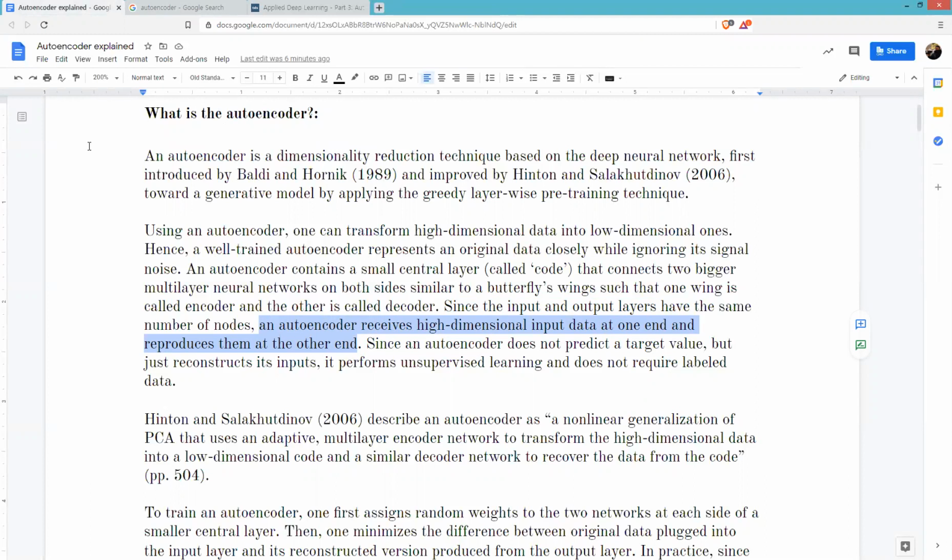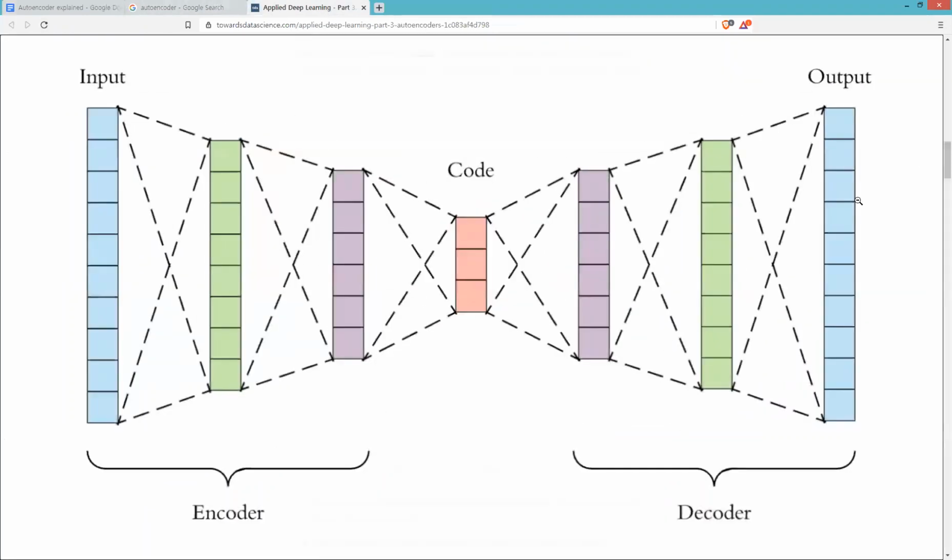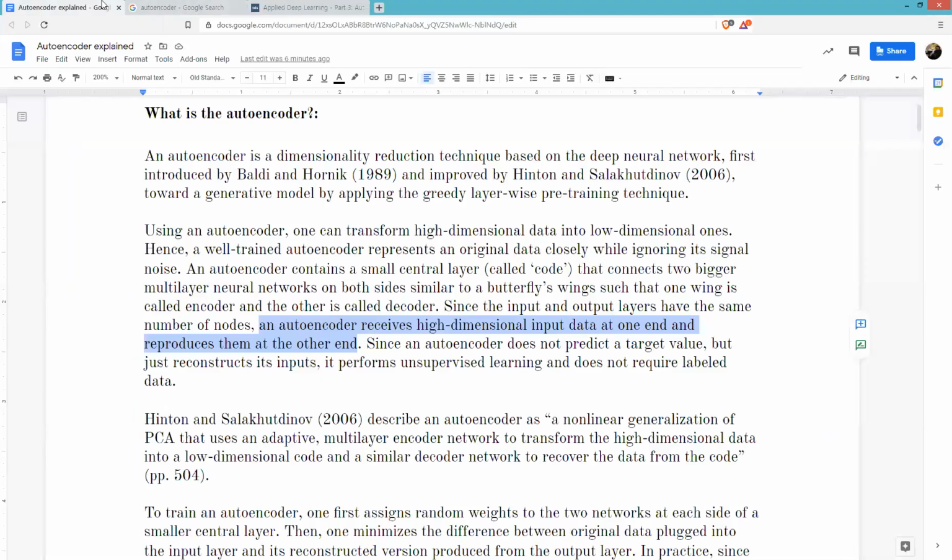Moreover, since an autoencoder does not predict a target value, but just reconstructs its input, it receives information here and reconstructs information here at the output. Therefore, it is unsupervised learning. An autoencoder performs unsupervised learning and therefore does not require labeled data.